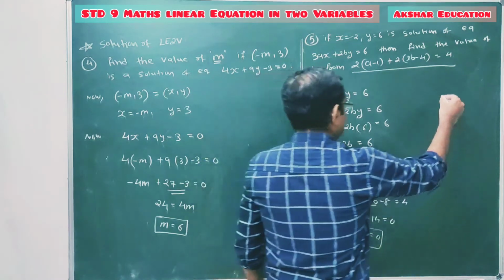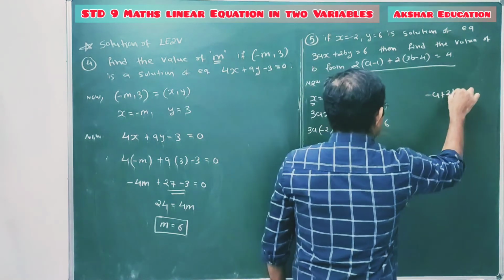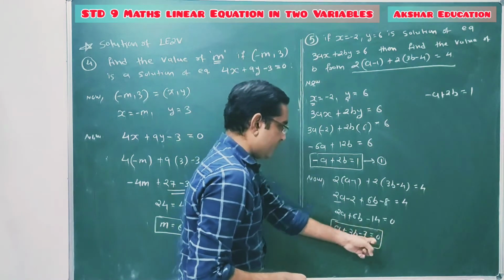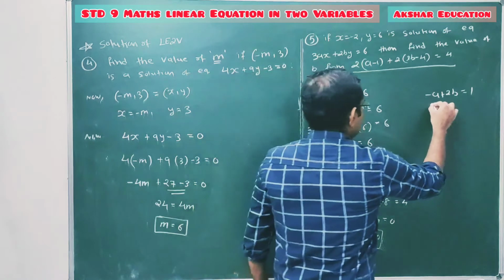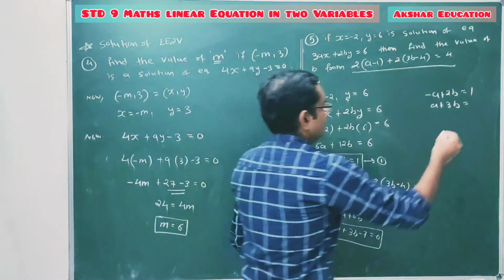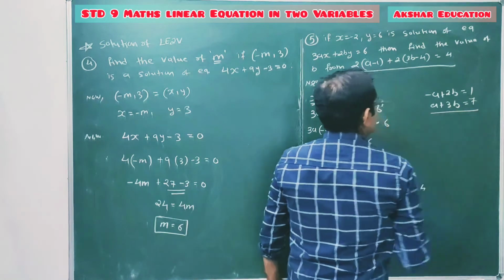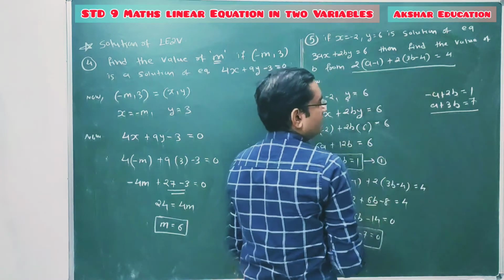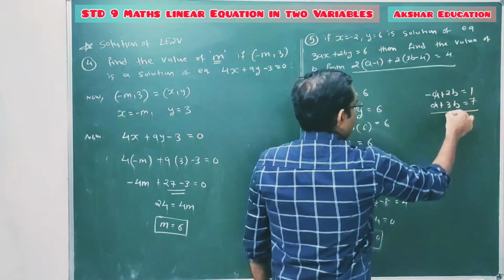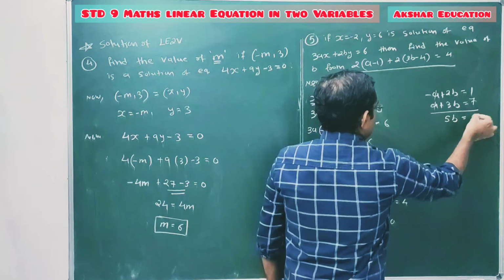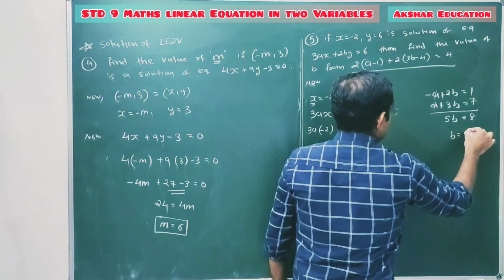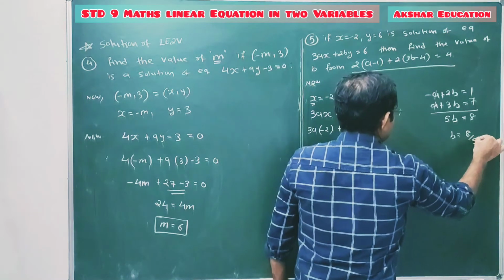Take it on the right hand side. So this is minus a plus 2b equal to 1, the first equation. Taking minus 7 on the right hand side, it's a plus 3b equal to, taking the minus sign on the right hand side, so minus 7 will become plus 7. Now perform addition of these two equations. For addition, minus a plus a will cancel. 2b plus 3b is 5b, and this is equal to 7 plus 1, 8. So we are getting b equal to 8 by 5.